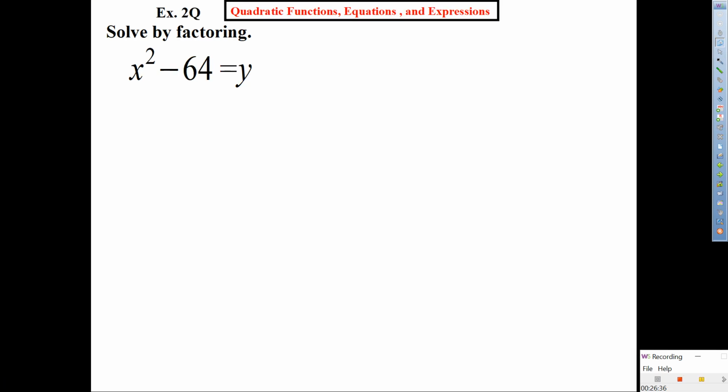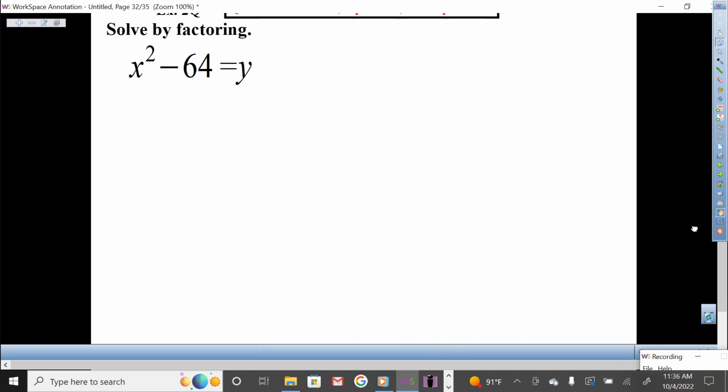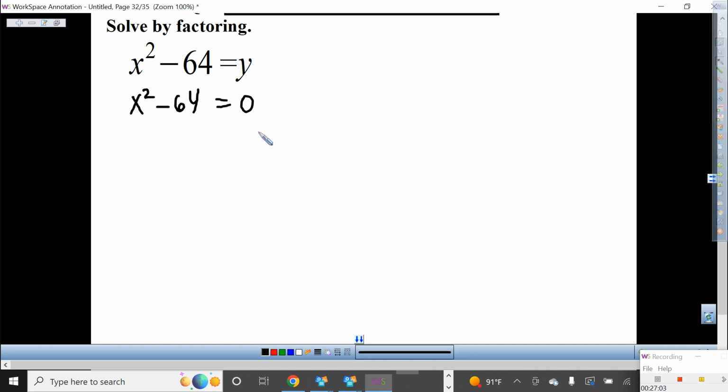Here we go. We're factoring. Example 2q, x squared minus 64 equals y. Help us out, please, Isabella. What's the first thing we do? Change y to 0. We got x squared minus 64, and if you did that step, okay.